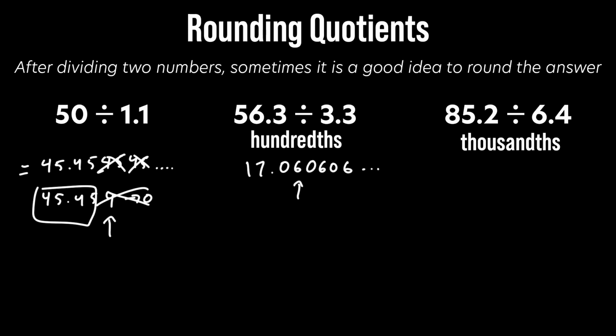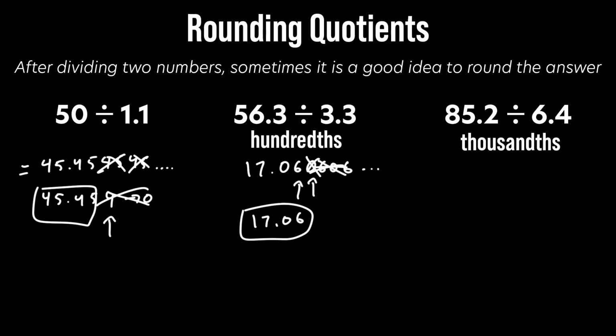And so you'd look at the digit to the right, which is a 0. And because it's a 0, you don't really have to round it down to anything because it's already a 0. So you can simply ignore that digit and the ones to the right. And so your answer will be 17.06.